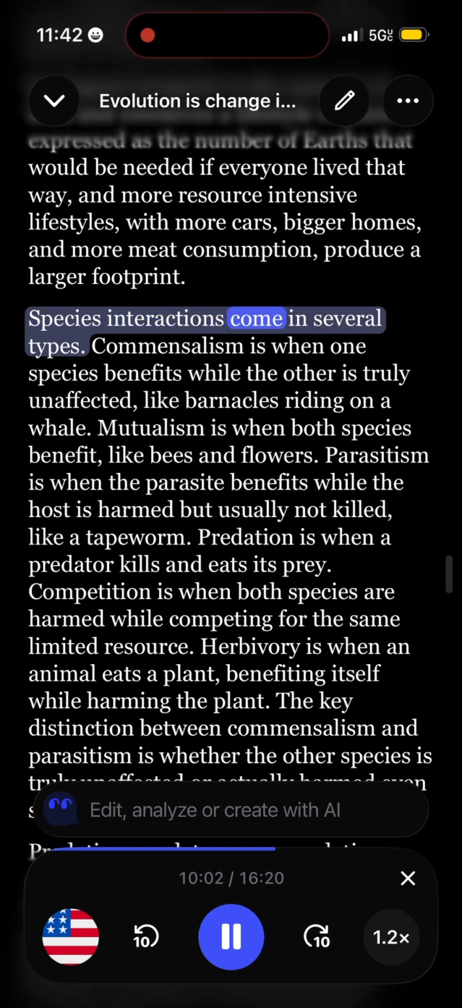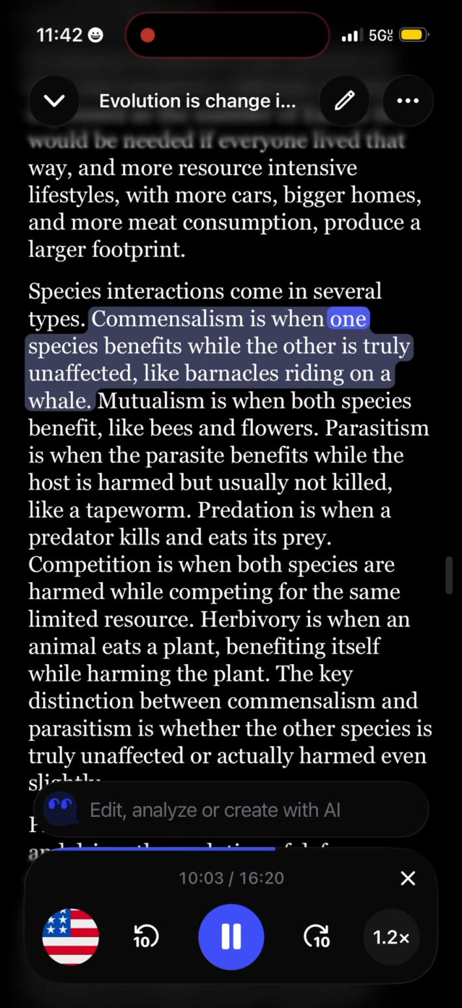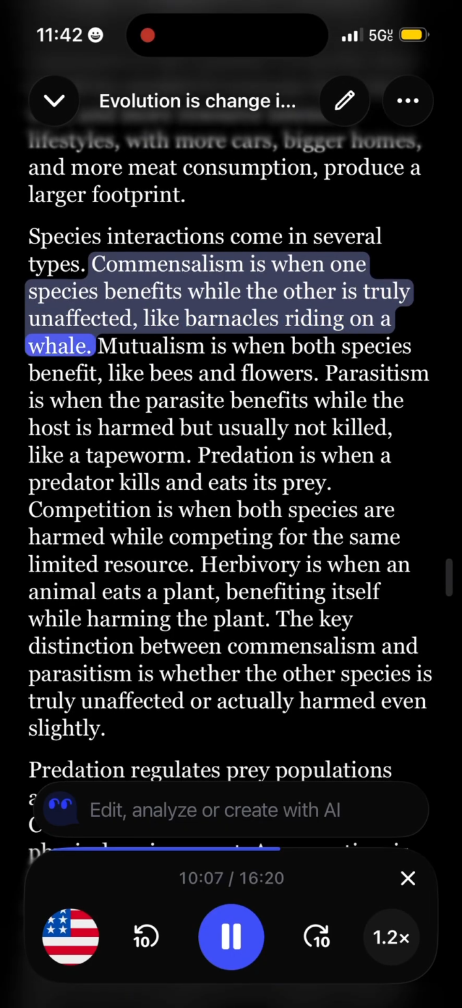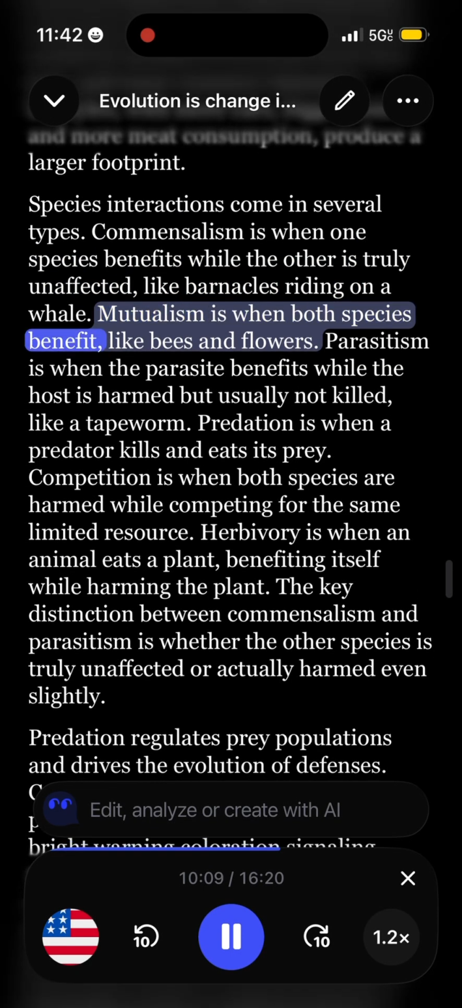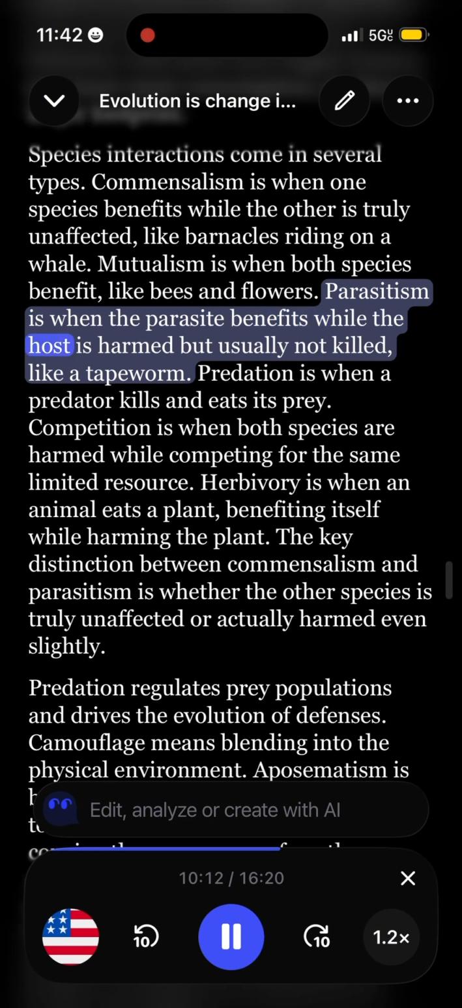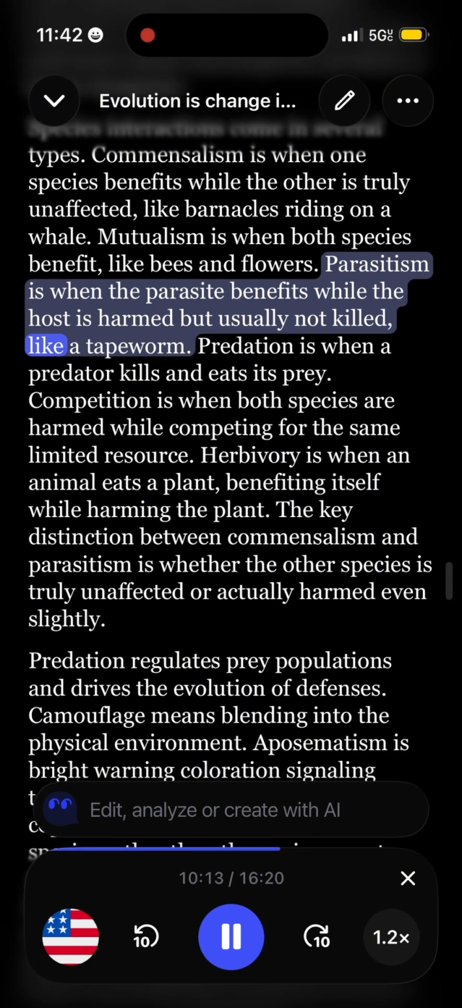Species interactions come in several types. Commensalism is when one species benefits while the other is truly unaffected, like barnacles riding on a whale. Mutualism is when both species benefit, like bees and flowers. Parasitism is when the parasite benefits while the host is harmed but usually not killed, like a tapeworm.